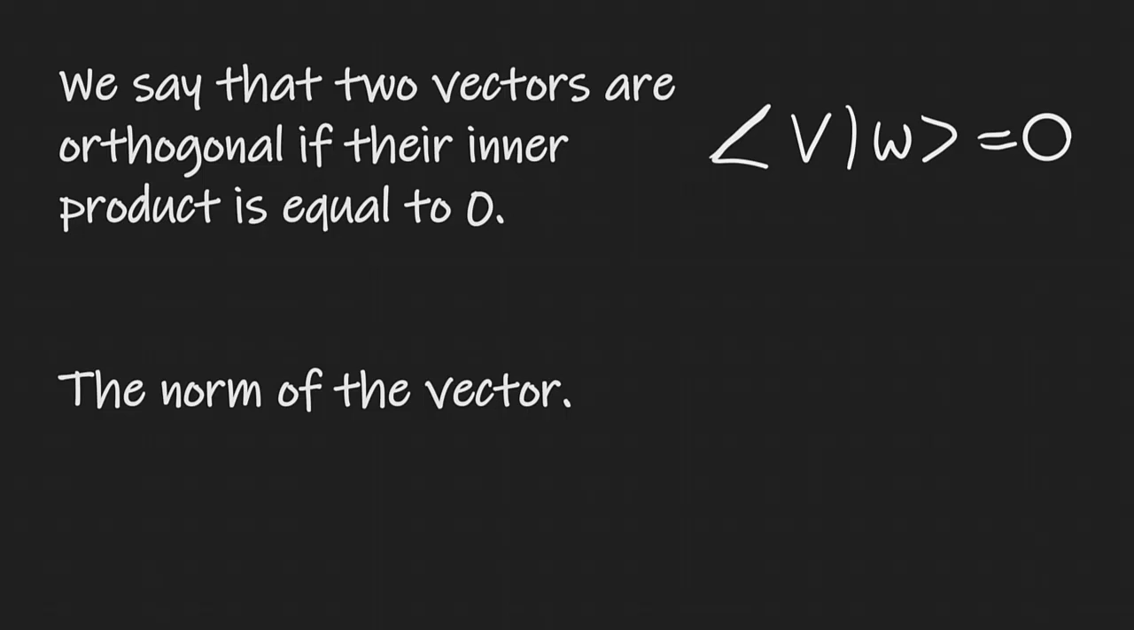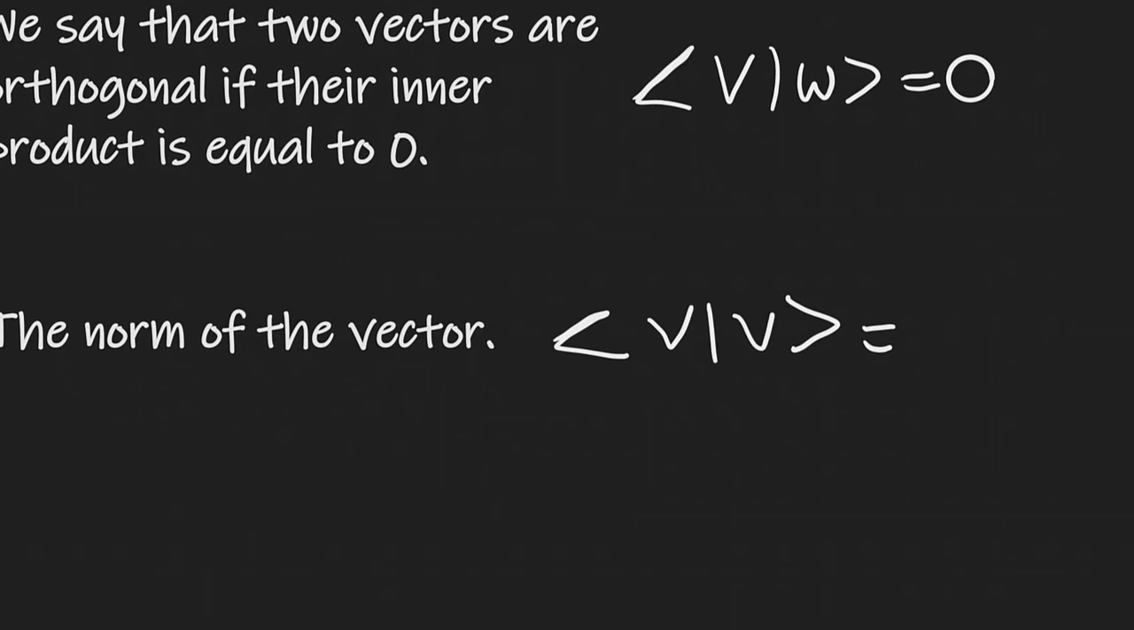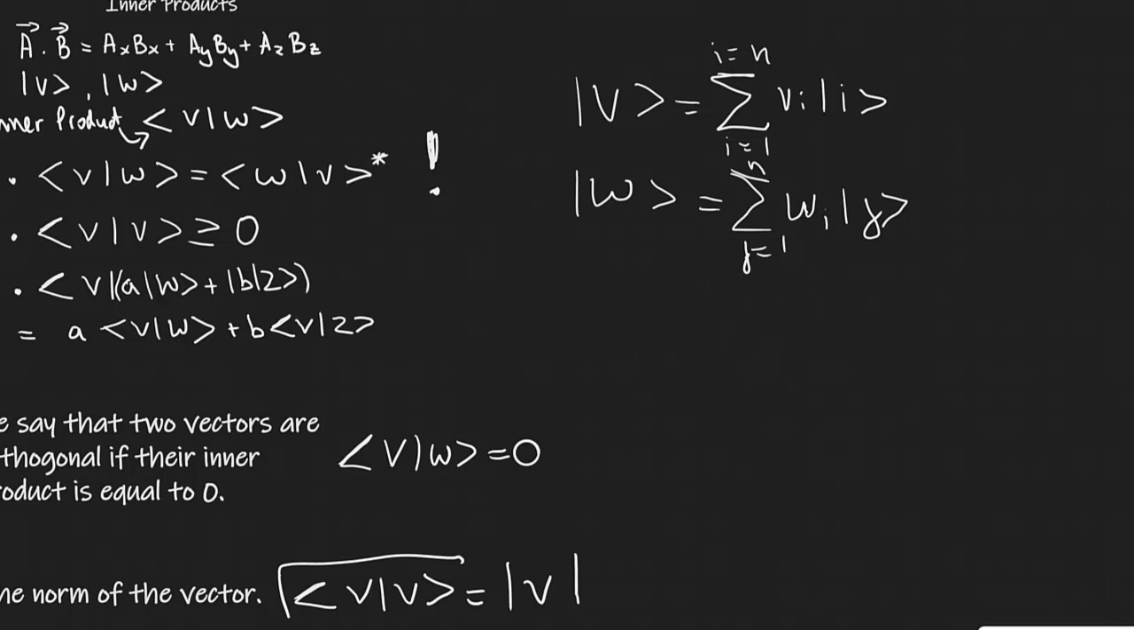Now, the norm of the vector is simply defined as the inner product of the vector with itself, square rooted, and you're going to see this written with this notation. So let's actually obtain an expression for the inner product.